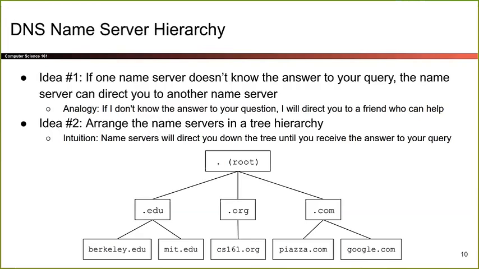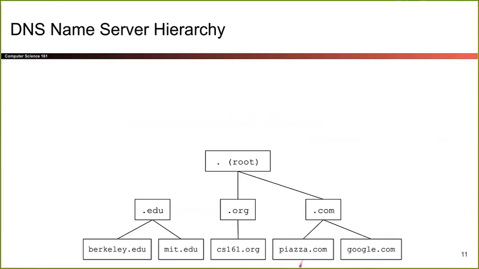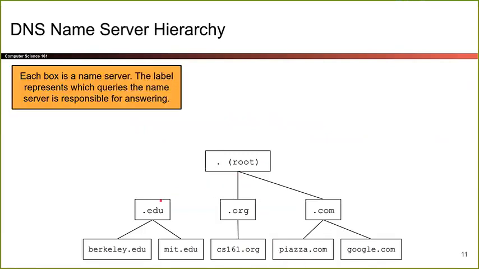Okay, onwards. I don't know why this branch suddenly went missing, but pretend it's there. So as we said before, every box here is a name server. And the way we're going to divide up the work is by domain. As you might guess from the names of these name servers, the label inside tells us what the name server is responsible for.